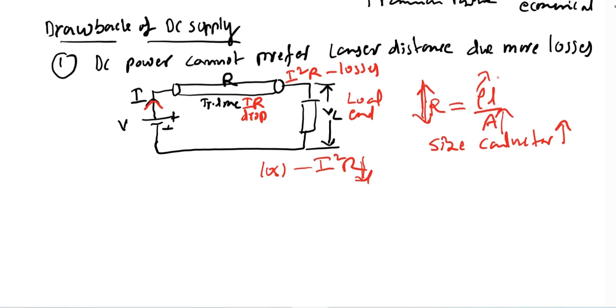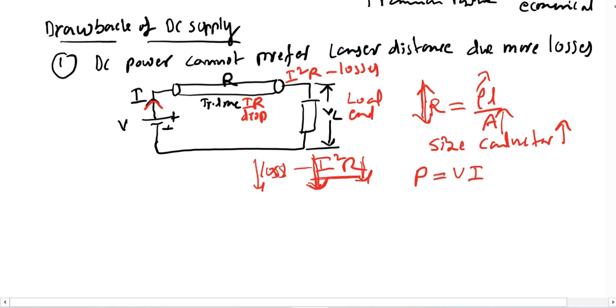Again, I just want to tell one more thing here. We also know the power can be written as V into I. This is the equation we know, isn't it? So in order to decrease these losses in the case of DC supply, if you try to decrease this current, you are able to decrease the losses. That is also one of the possibilities.